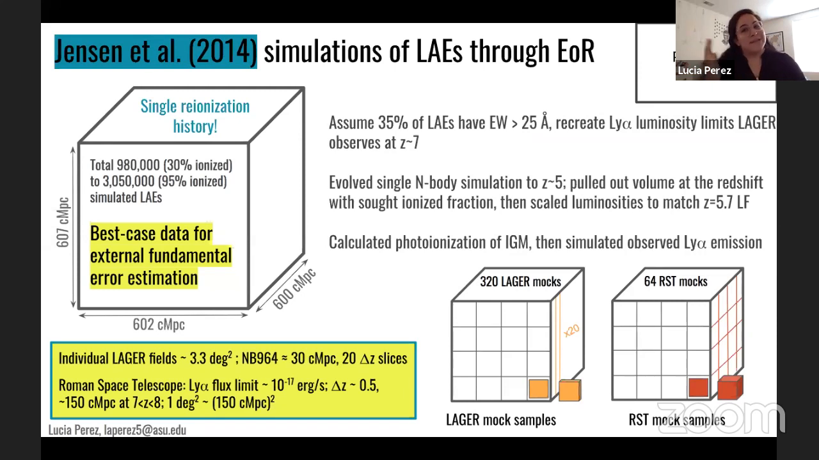Then for the Roman Space Telescope, based on work being done by Isaac Wold with simulations, based on the fundamental limit that we think the GRISM will have, we imagine first just a square degree in the sky between redshift maybe 7 and 8 with a redshift depth of 0.5, which ends up really conveniently being little cubes of 150 co-moving megaparsecs on each side. So we can get 64 little test volumes to get a sense of what individual Roman Space Telescope fields might be able to do with this measurement.